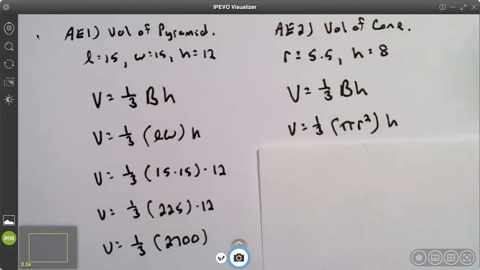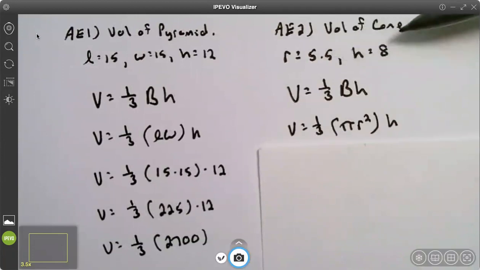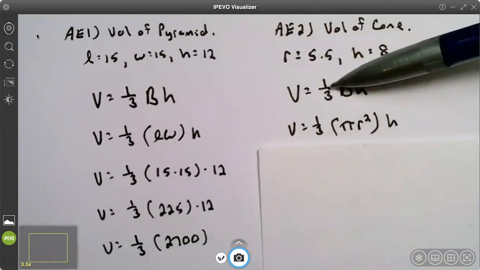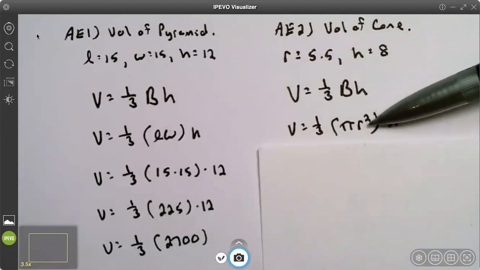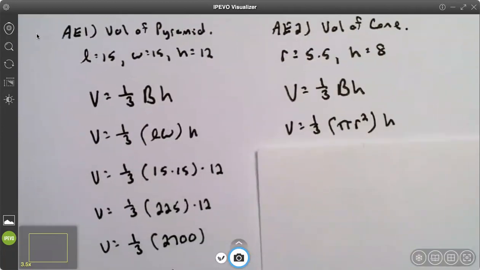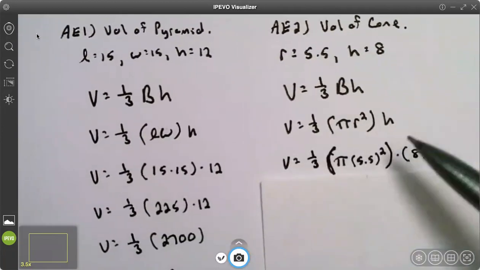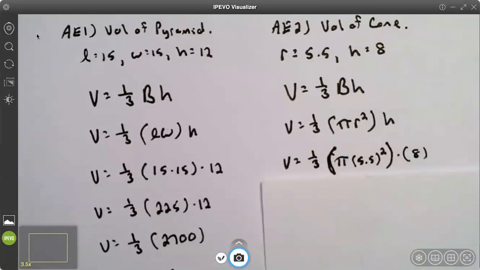Okay, so let's pretend we looked at a picture of a cone, and the circular base had a radius of 5.5, and the height of the cone was h. The formula for any pyramid, which includes cones, is 1/3 big B h. Big B stands for the area of the base. The base is a circle, so it's pi r squared to find the area of the base. I plug in the two numbers I know. 5.5 is my radius, and 8 is my height. See if you can do the math on this, and I'll unveil it step by step.